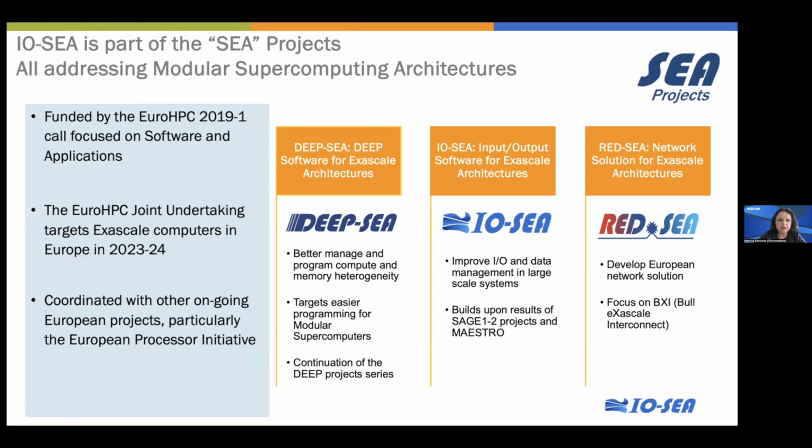And the target of EuroHPCJU is to build exascale computers in Europe in 2023-2024. The project family consists of 3 projects: DeepC, IOC, and RedC. DeepC project is focused on software for exascale architectures. RedC is focused more on network solutions, and IOC project on input-output software and hierarchical storage.